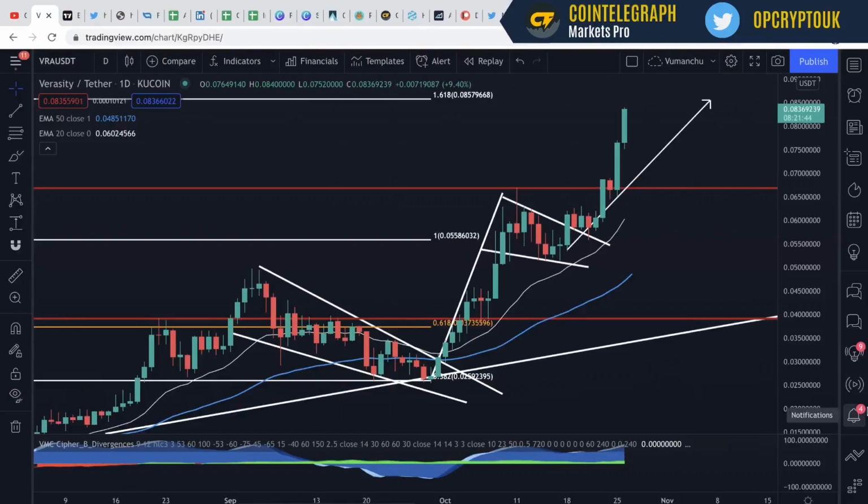Hi guys, welcome to Operation Crypto and this price analysis update on Verasity. We'll take a look at it in both the USDT and the BTC pairings and identify a few key levels where you could potentially invest and there's some targets going forward.